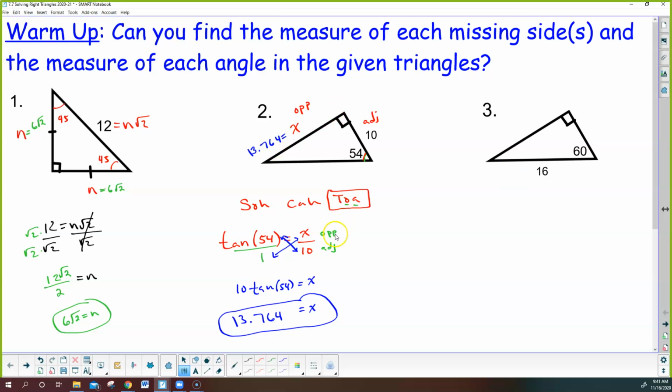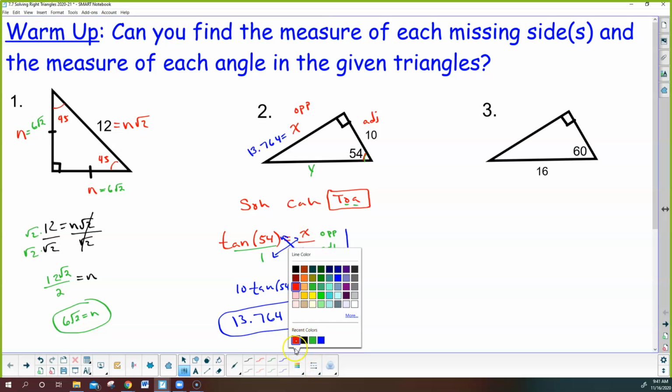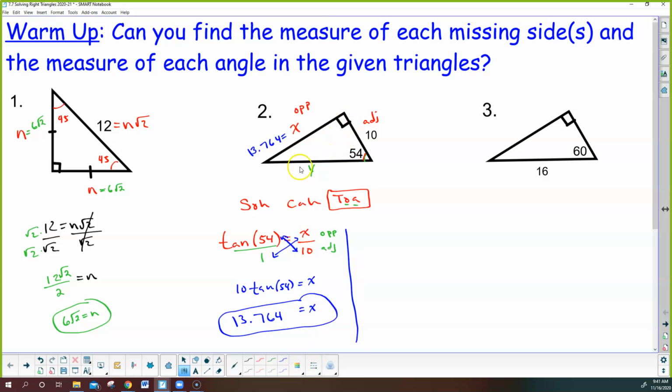I know the side length x, but I'm not done because I want to find all three sides and all three angles. Well, now I have two sides of a right triangle. Let's call this y. We could use Pythagorean theorem if I wanted to find y. That's acceptable. Or, what spot is the y in? Well, the y is in the hypotenuse side because it's across from the 90.